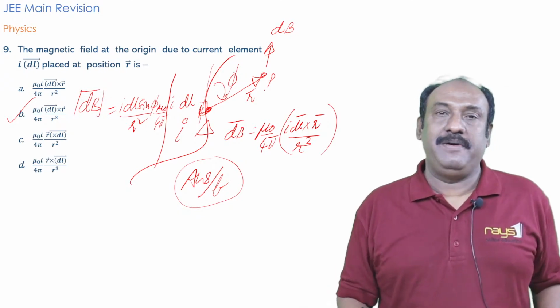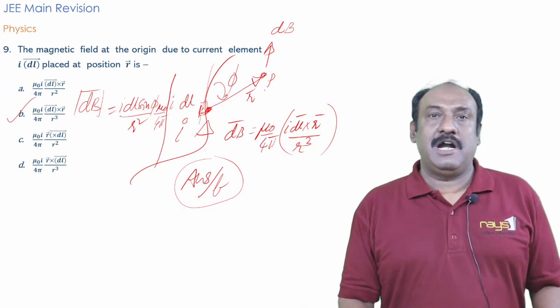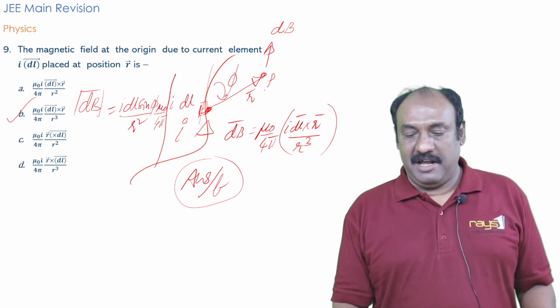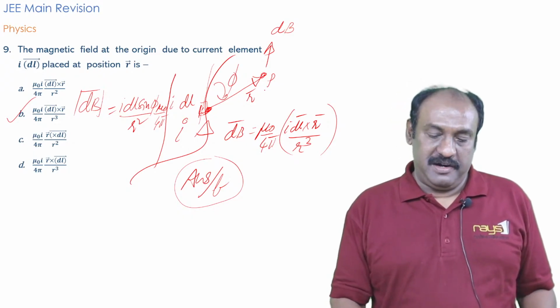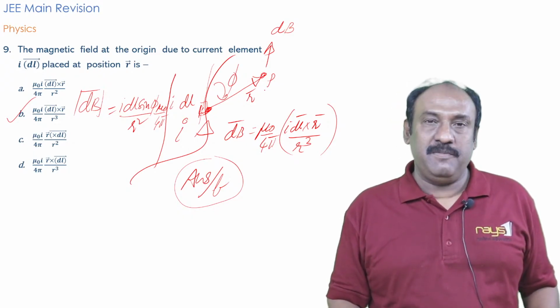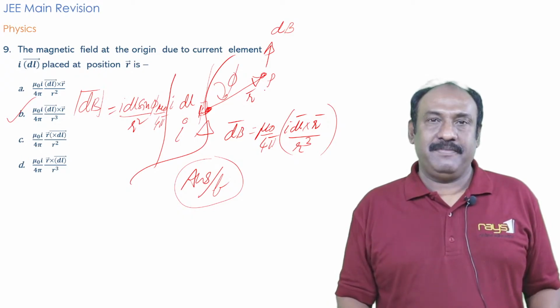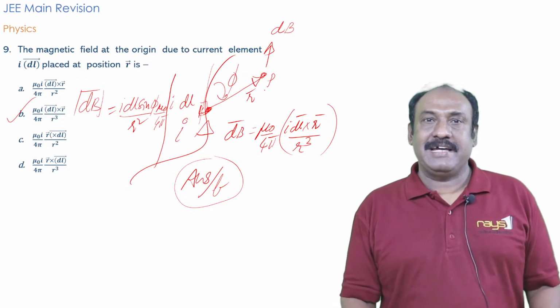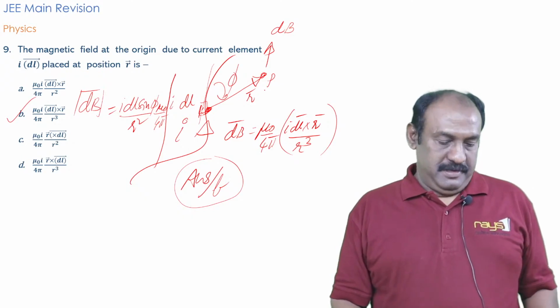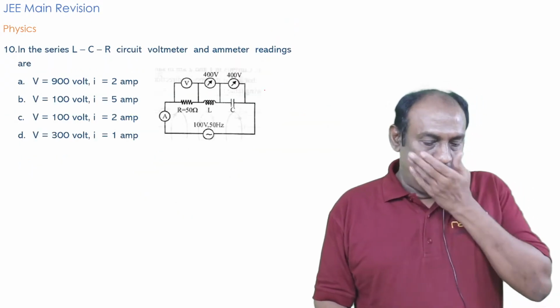In vector form, dB bar equals mu naught by 4 pi into I dl bar cross r bar by r cubed. This is the equation for magnetic induction at a point due to the current element of the uneven conductor carrying current I. Next question. Question number 10.